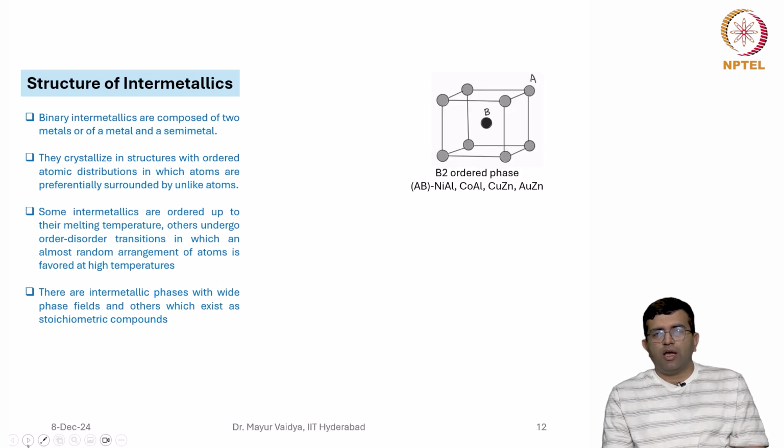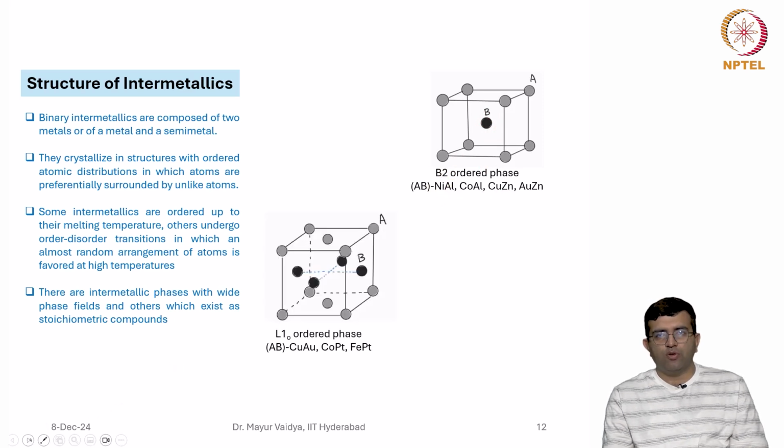So just here I have put some examples of these ordered intermetallic structures. For example, B2, where you have corner atoms occupied by one element, and the other element B is sitting on the body center. So this is known as a B2 ordered phase. NiAl, CoAl, CuZn, AuZn are examples of these.